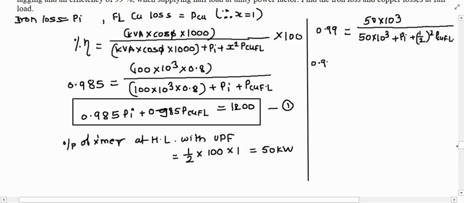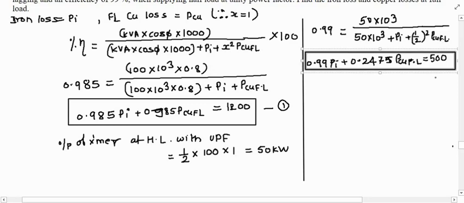Okay, so from this I will get one equation. I will write that equation here. 0.99 Pi plus 0.2475 PCU full load, where PCU full load means copper loss at full load, equals 500. Okay, this is your equation number 2. You will get this equation number 2.